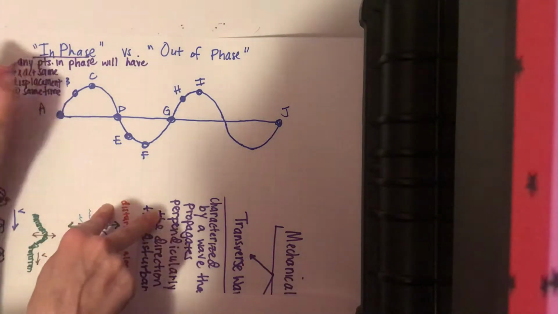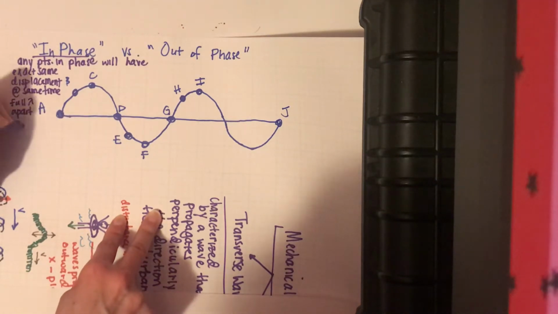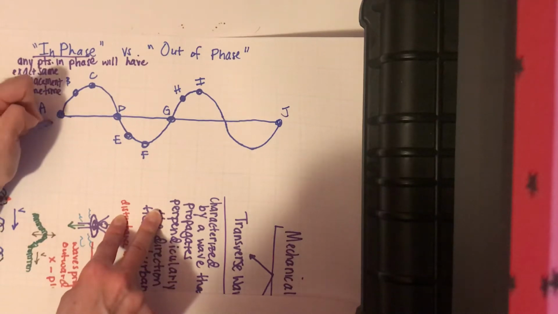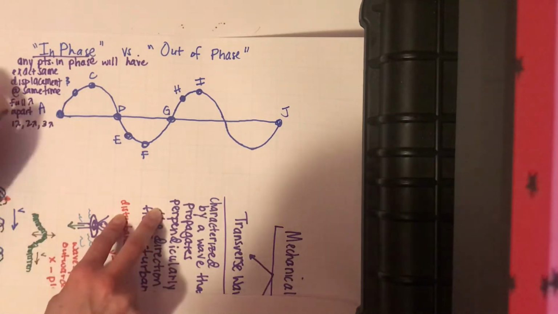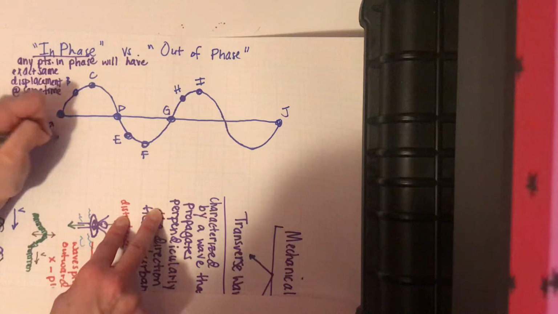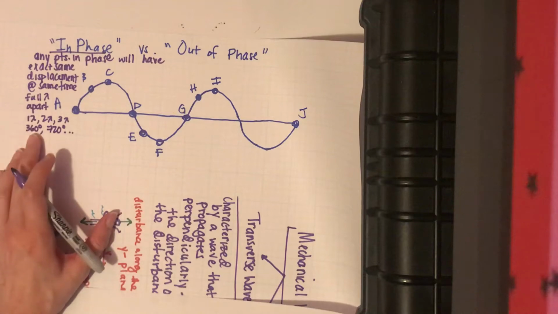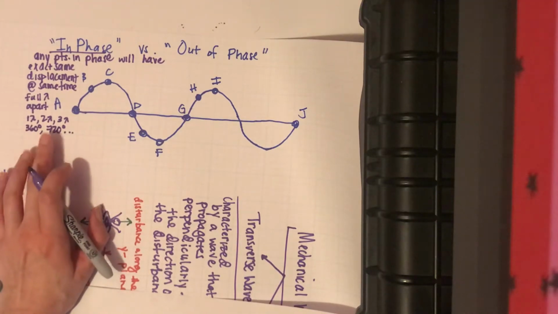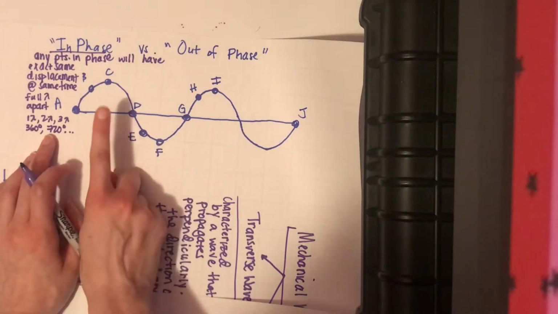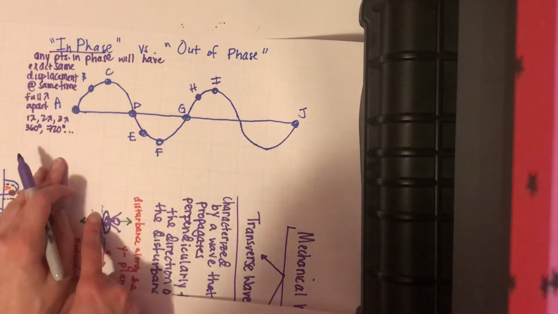Okay. And these are always going to be full lambda apart. So it could either be 1 lambda apart, 2 lambda apart, 3 lambda apart, and so on. Now this could mean 360 degrees, 720 degrees, and so on. Okay, so any points that are separated by that increment of degrees are going to be in phase with each other, meaning they'll be oscillating in the same direction at the same time.